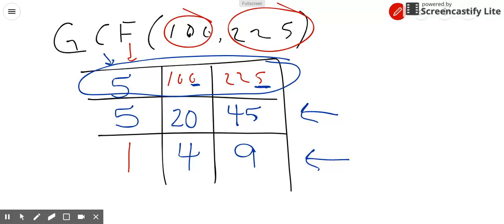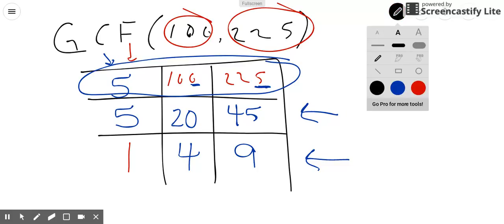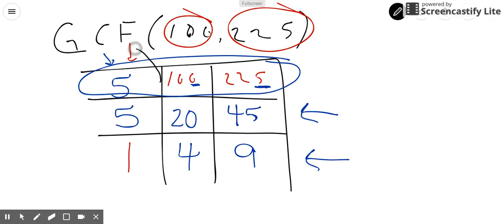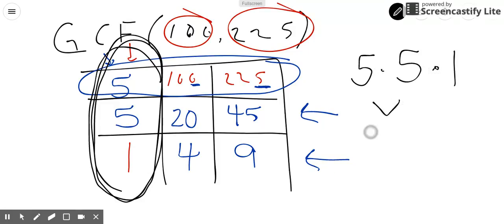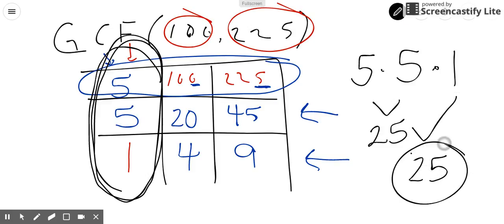So now to find my GCF, all I have to do is look at the leftmost column. And I'm going to circle that column. The numbers that are in that column that I've circled, I'm going to take them. So I have 5, 5, and 1. I'm going to multiply those together. So 5 times 5 is 25, and 25 times 1 is 25. And guess what? That's my GCF.